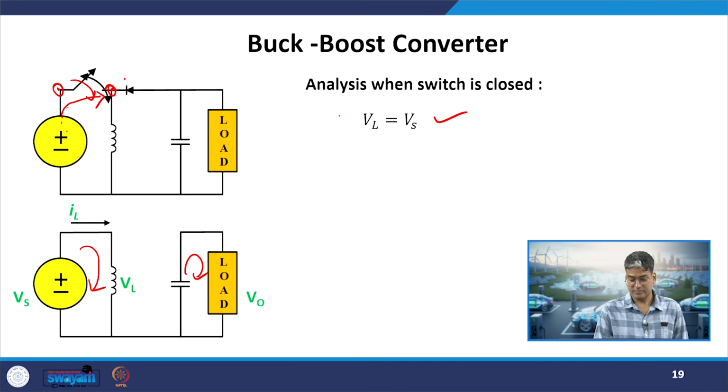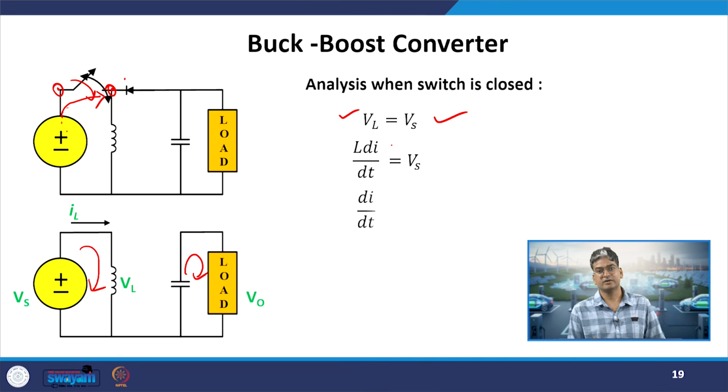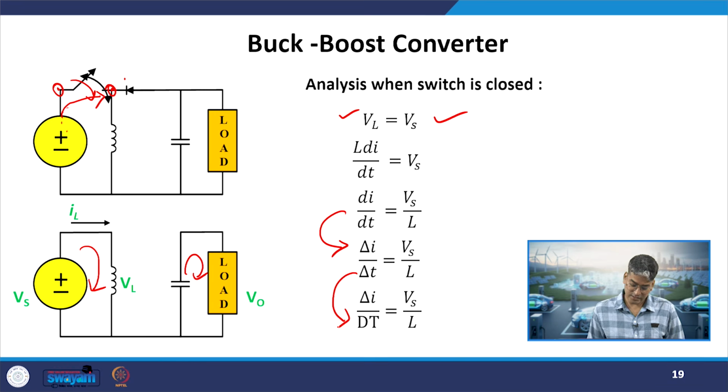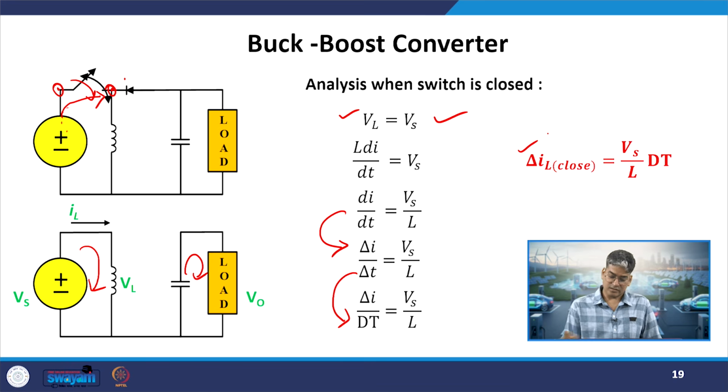If I apply KVL in the input loop, I will find that the inductor voltage will be equal to the source voltage. Again with the same assumption, that I am operating at a higher switching frequency, I will linearize the circuit and replace di by dt with delta I by delta t. I know the value of delta t is equal to dT. So, delta I by dT will be equal to Vs by L. Now, delta IL close will be equal to Vs by L into dT.